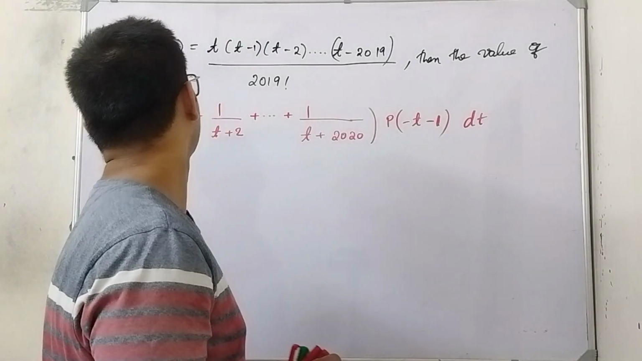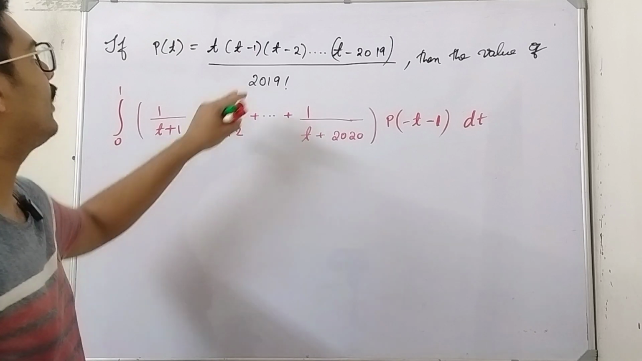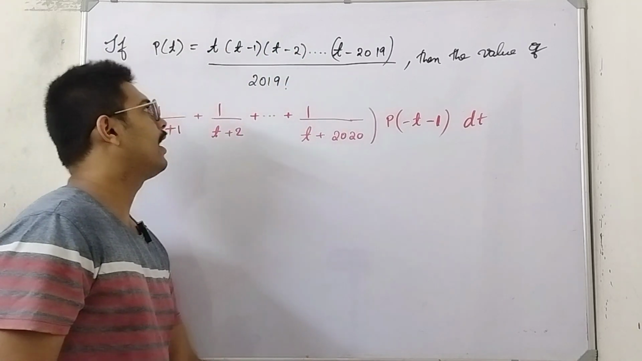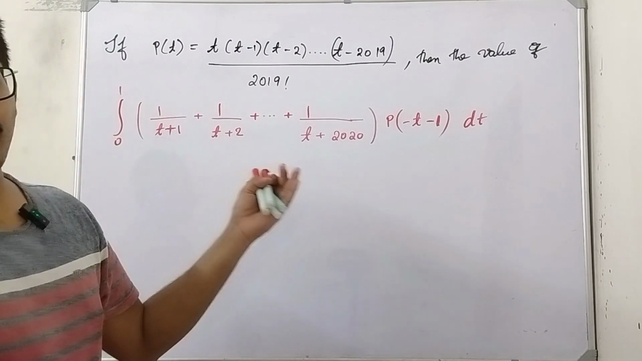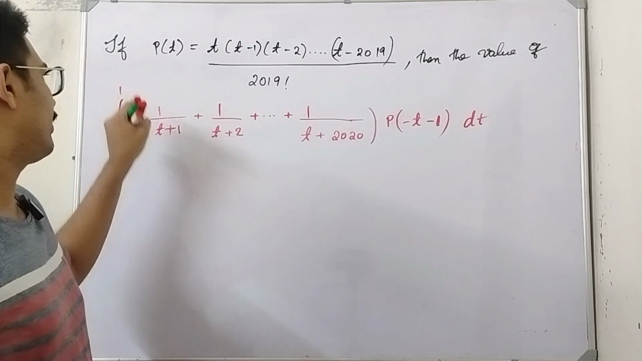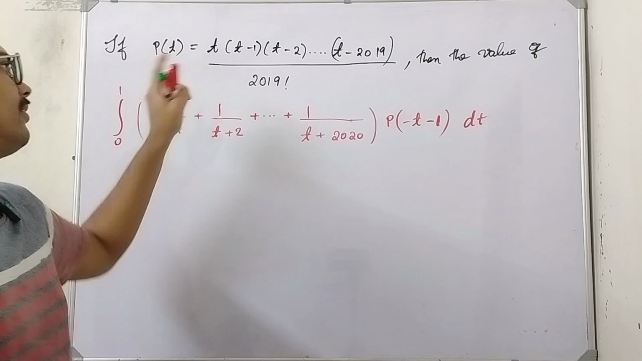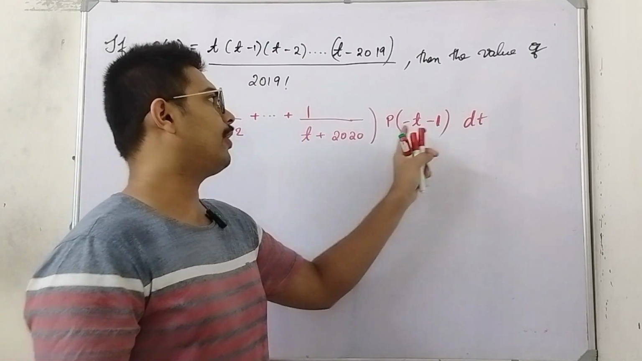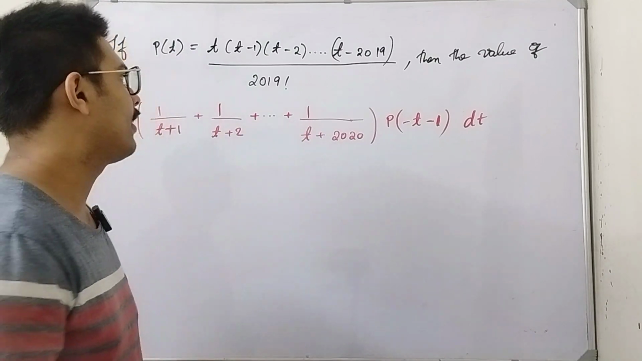Let us solve this question. If P of t equals t into (t minus 1) into (t minus 2) into etc. into (t minus 2019), divided by 2019 factorial, then find the value of the integral from 0 to 1 of [1/(t+1) + 1/(t+2) + etc. + 1/(t+2020)] into P of (minus t minus 1) dt.